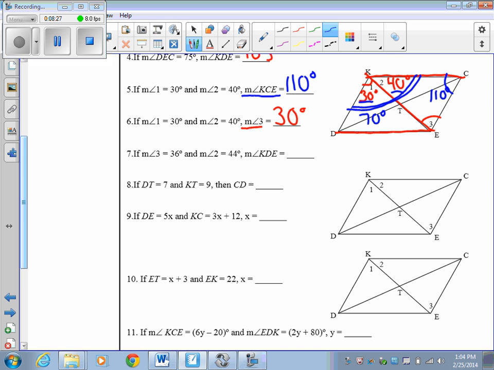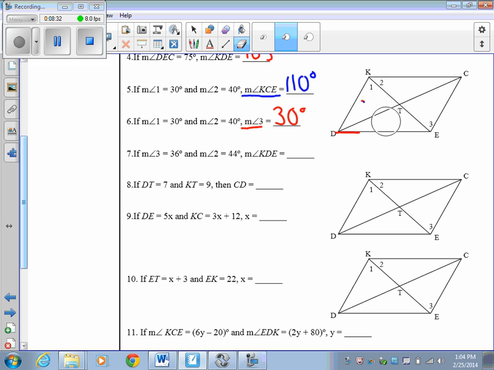So things are looking pretty complicated with my picture. So we'll erase it. What we just did in blue, remember, consecutive angles are supplementary. Number 7 says if the measure of angle 3 is 36 degrees, and the measure of angle 2 is 44 degrees, what is the measure of KDE?